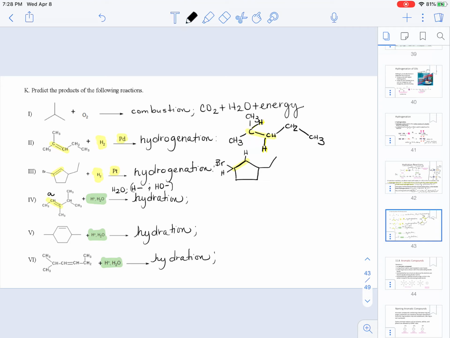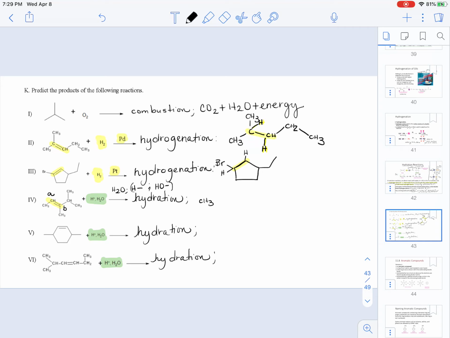So carbon A and carbon B, understand that carbon A is directly attached to one hydrogen. Carbon B is directly attached to 2 carbon atoms. So that means that carbon A is going to receive the incoming hydrogen and carbon B is going to receive the incoming hydroxyl group.